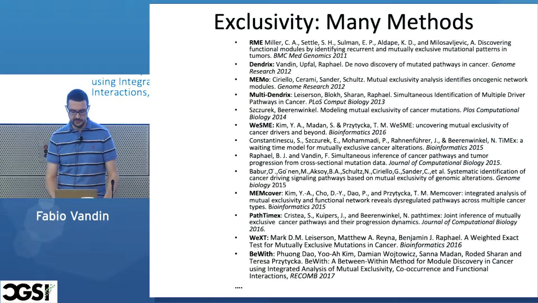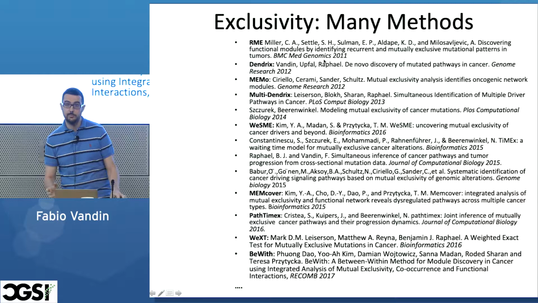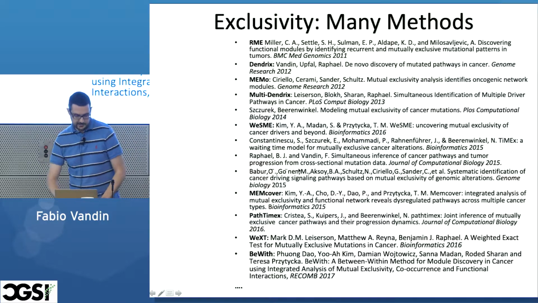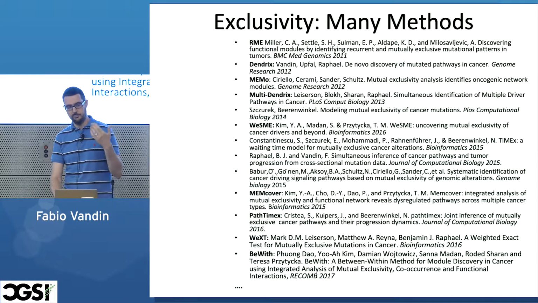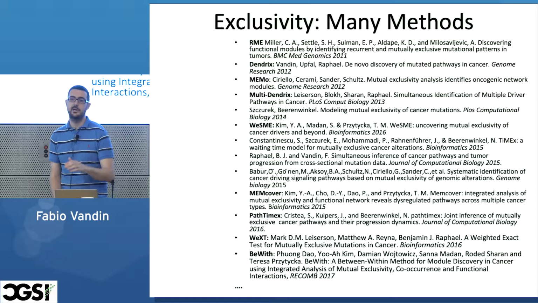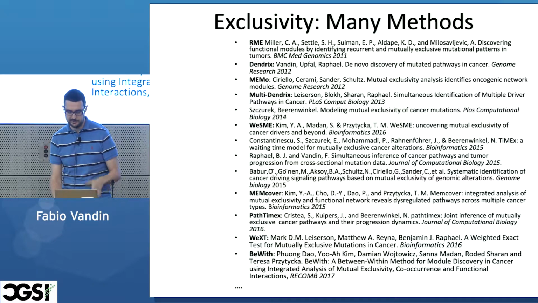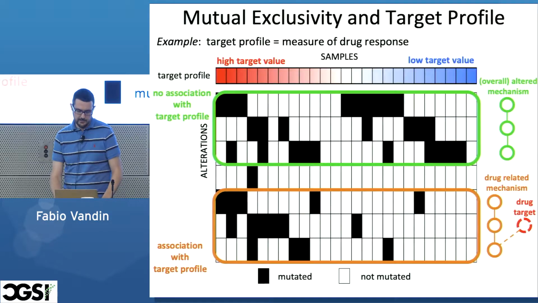And building on this idea, there have been many methods that have been developed by the community, and these are, I think, all the methods up to 2017. There are others that have been developed after that time. Okay. So with UNCOVER, what we want to do is then to use both mutual exclusivity and the target profile to try to identify these pathways that are associated with the target profile.